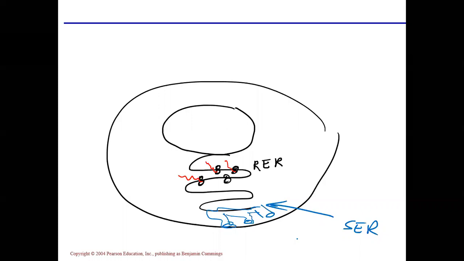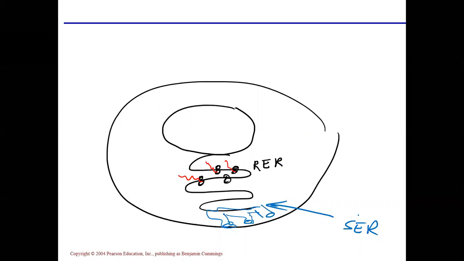And the reason is they don't have the ribosomes on it. So they don't play any role in protein synthesis, but the smooth ER can actually have many other functions.